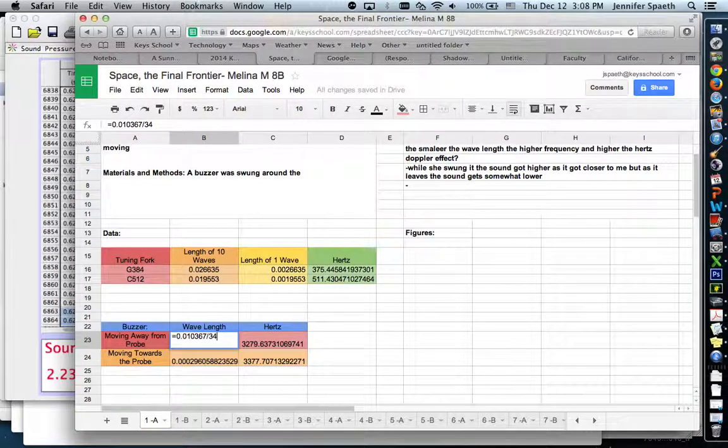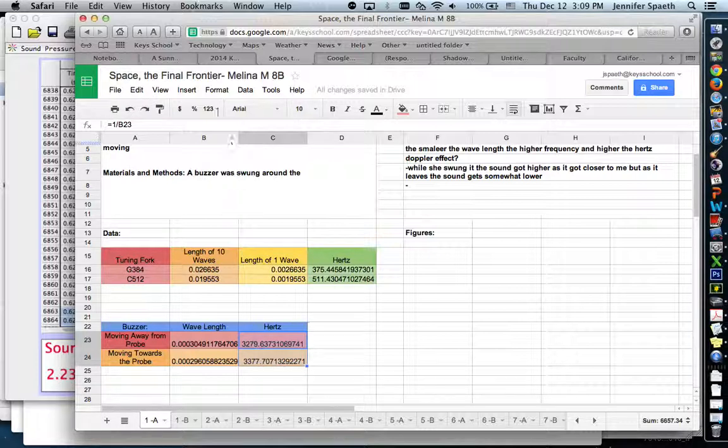So if I hit enter, you can see that when we counted out 35 waves, it was 0.010367 seconds. And you can see how she divided by 34 to get the length of one wave. Okay? Then over here, you can see that she took 1, as in 1 second, and divided it by that wavelength to figure out how many waves would fit in a second, and came up with 3,279 roughly.